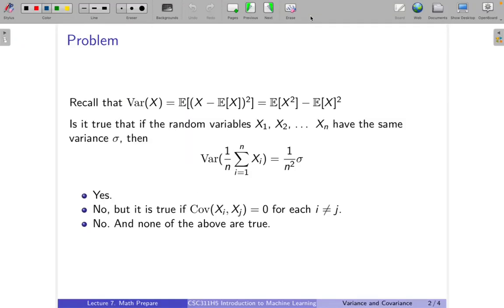Here's another question about probability and variance and expectations. And we'll use this property, or a related property rather, when we talk about ensembles. So here's this definition of the variance.